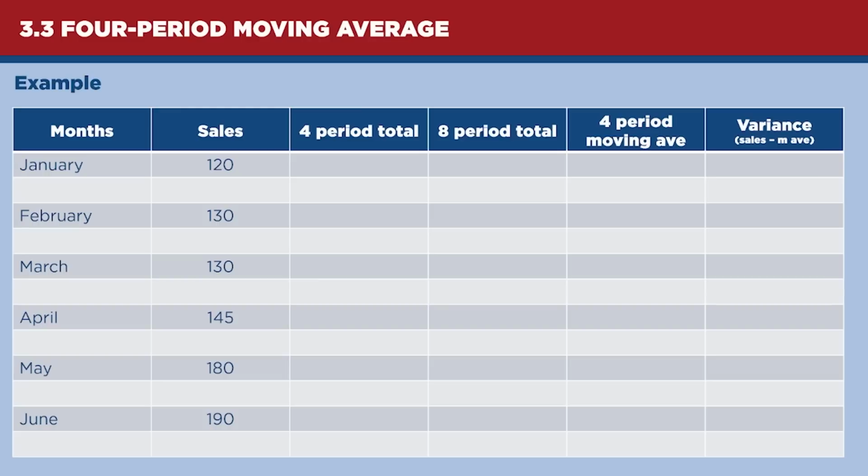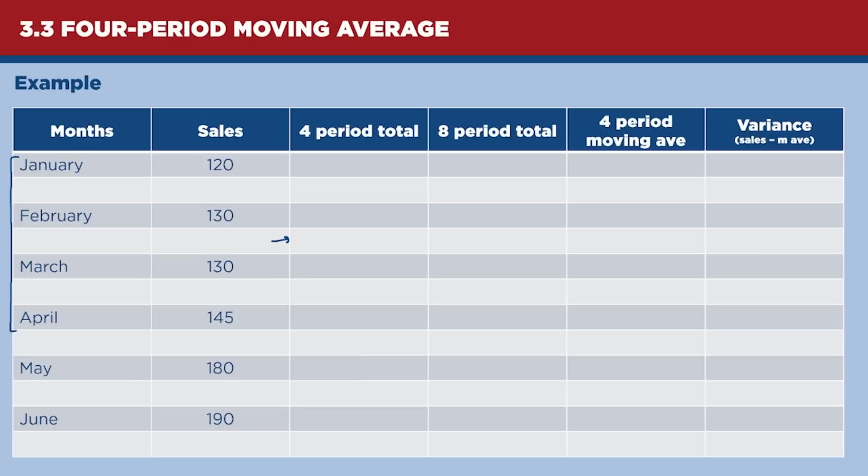What we're going to do here is calculate a 4 period total. So this is going to be January, February, March, and April. And that's going to go in the middle, which is why I've got that gap in between February and March, which allows us to put it directly in the middle there of the 4 months. So 120, 130, 130, 145.